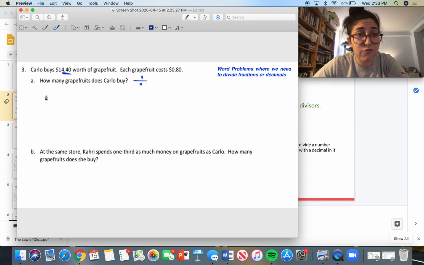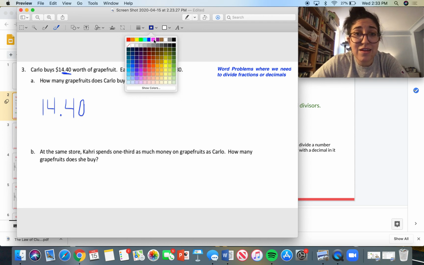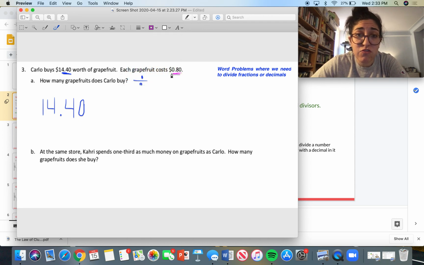I'm actually going to delete that for a minute. So in this case, I have $14.40 as my total. That's how much I bought in all. And then it says that each grapefruit is 80 cents. So now how much is in each group? Well, each group is going to be 80 cents. Right? So now this looks a little challenging. Maybe I don't know how to do this. Maybe I'm not comfortable doing this.